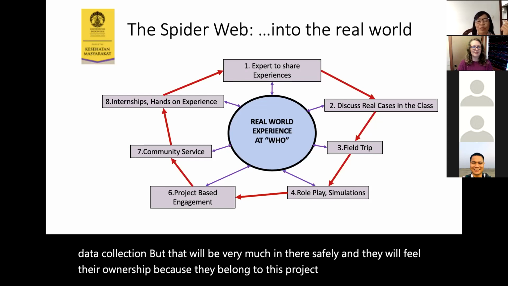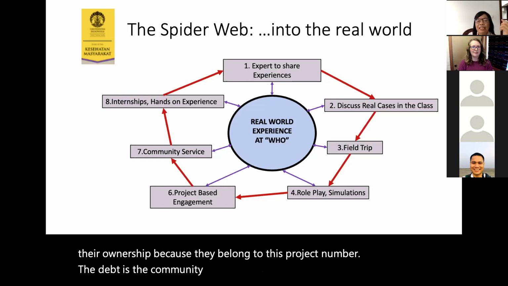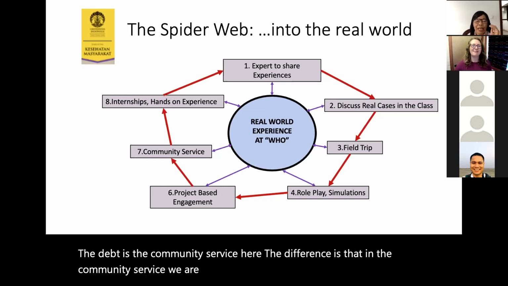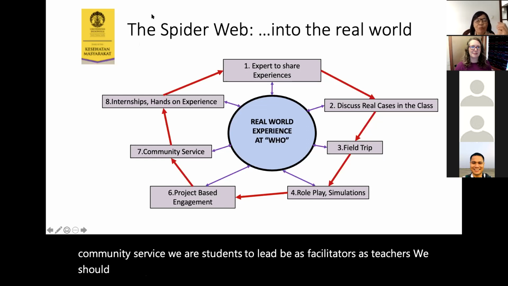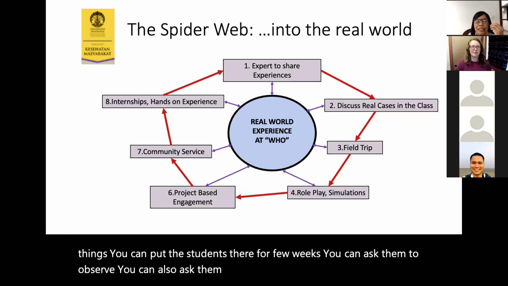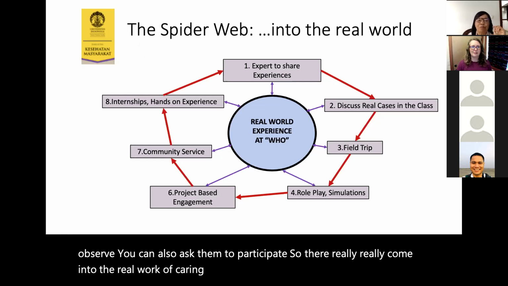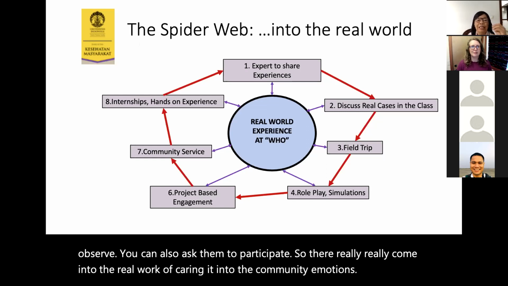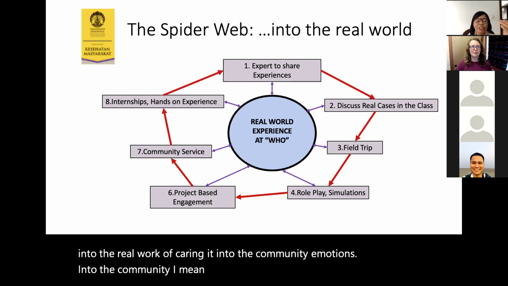After that is the community service. Here, the difference is that in the community service, we let students lead. We as facilitators, as teachers, we should stay behind. So in the community service, you can do a lot of things. You can put the students there for a few weeks. You can ask them to observe. You can also ask them to participate. So they really come into the real world, into the community emotions, into the community knowledge.